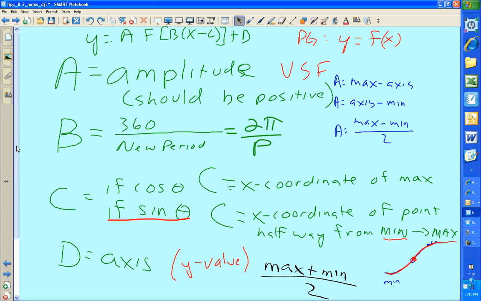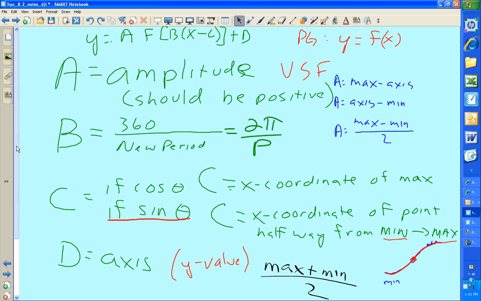If you're doing a cosine, C will be the x-coordinate of a maximum point. If you're doing a sine function, C is the x-coordinate of the point halfway from a minimum to a maximum, and that means from left to right. Find the minimum, go towards the maximum, and go halfway, and that x value is going to be the C if you're doing a sine. It's not halfway from a max to a min. From left to right, min going to a max, halfway. That's the x-coordinate you're going to want when you write the equation.